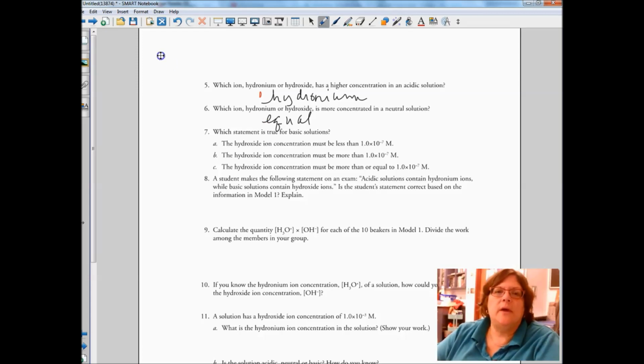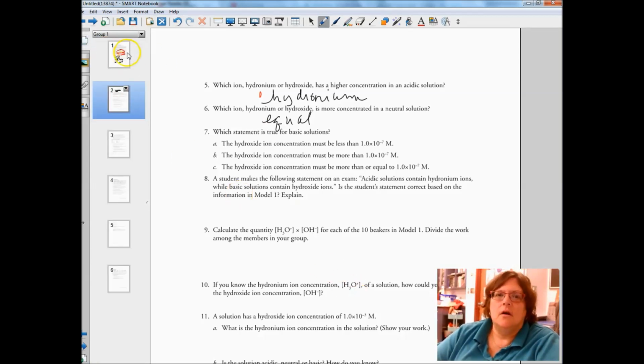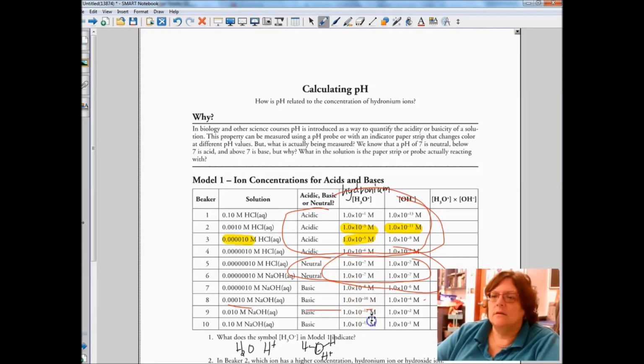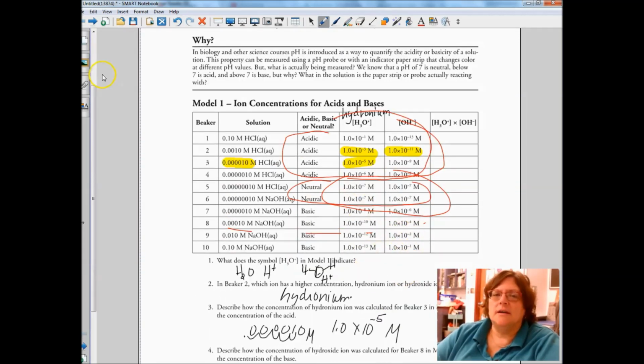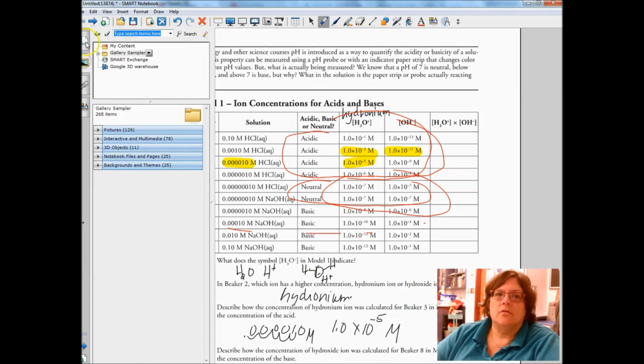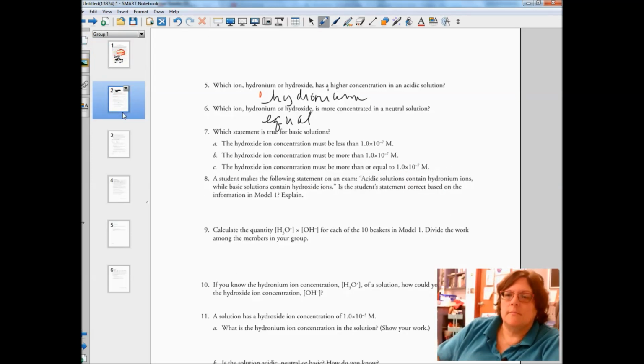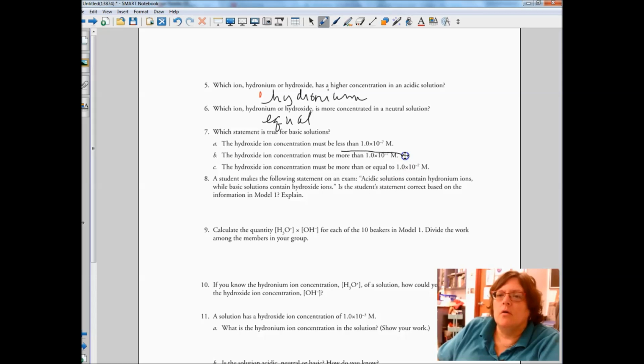What's true for a basic solution? Our bases, our hydroxide side is greater. Our hydroxide must be more than 10 to the negative 7th.